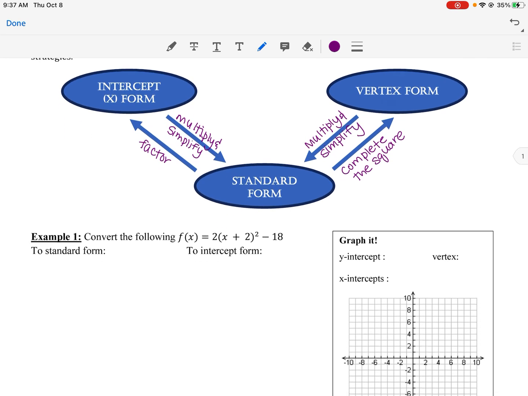So the first one they give us, this is in vertex form, right? This first one's in vertex form. So the first thing we're going to have to do is convert it to standard form. In order for us to do that, we are going to have to multiply. So f of x equals 2 times x plus 2 squared minus 18.